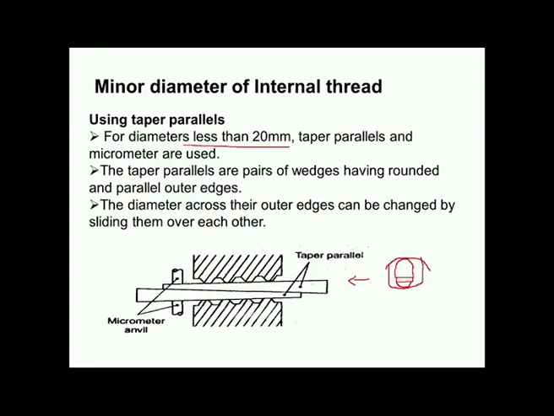Now, the distance between the outer edges of the parallels can be changed by moving them in this fashion. Using this arrangement, internal diameter of the screw threads of different sizes can be measured. Now, using the micrometer, the distance between the outer rounded edges is measured. That gives the minor diameter of internal thread.